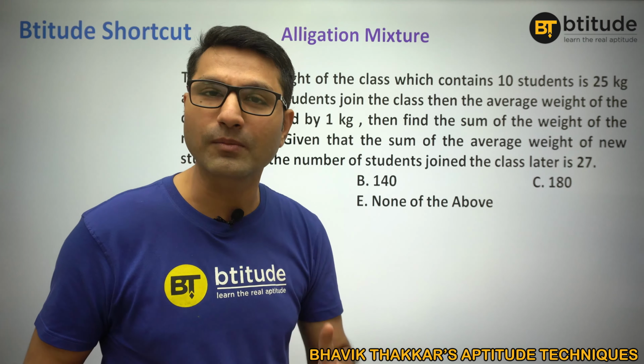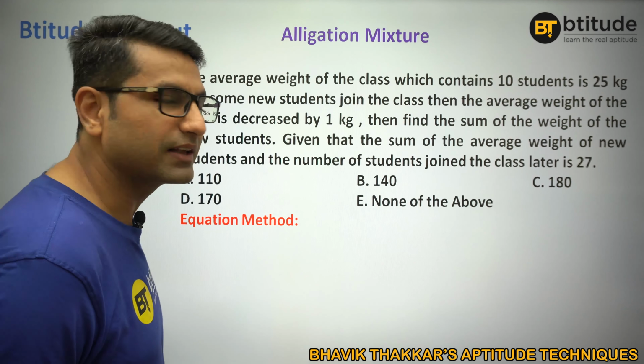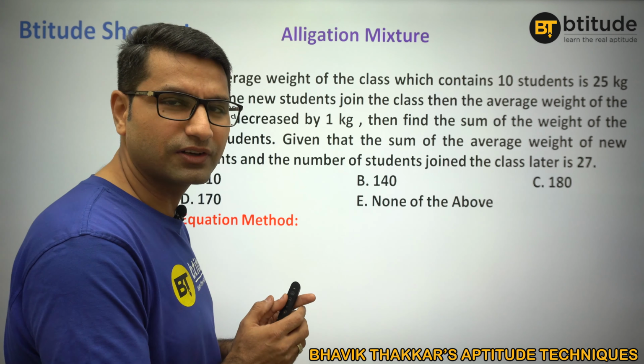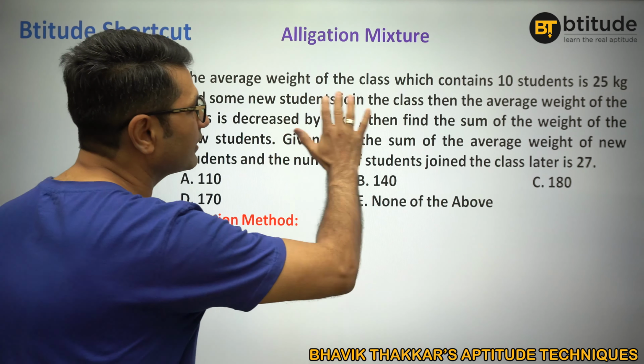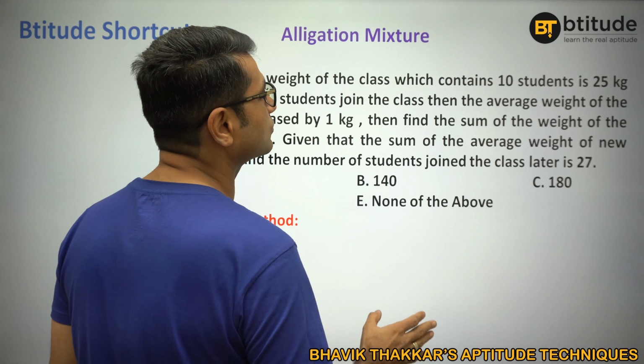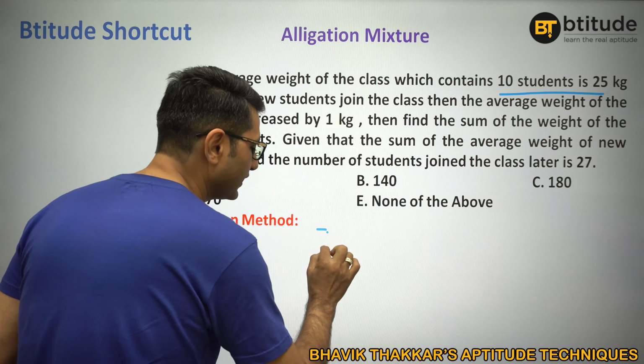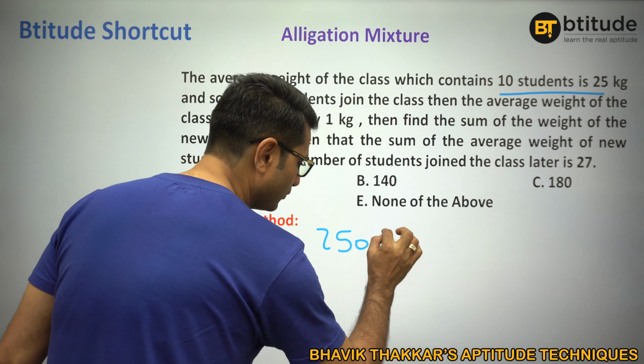First, the first normal method would be the equation method, right? That's what we'll do first. Like, how can we solve this question? Now, as soon as we look at the question, the average weight of the class which contains 10 students is 25 kg. That means total weight is 250. Fair enough. Total weight is 250.